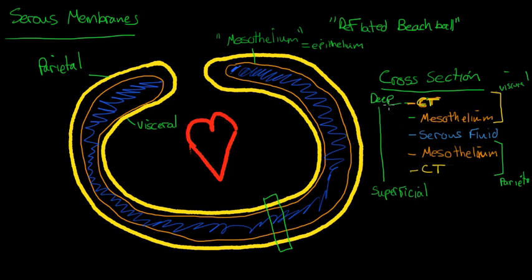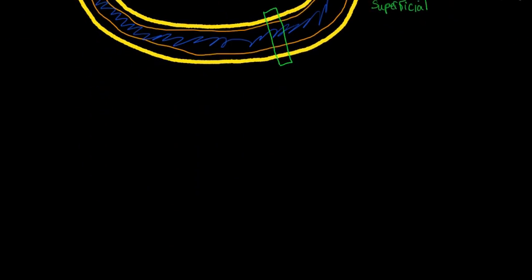Just to reiterate it, this is the connective tissue here, this is the mesothelium here, we have the serous fluid in the middle, we have our next mesothelium, and our next connective tissue. And here it's important to recognize that the connective tissue is deep to mesothelium on the visceral side, and the mesothelium is deep to the connective tissue on the parietal side. And that visceral side is adjacent to that major organ. So if you can look at that on the macroscopic level there, we'll look at it microscopically here.